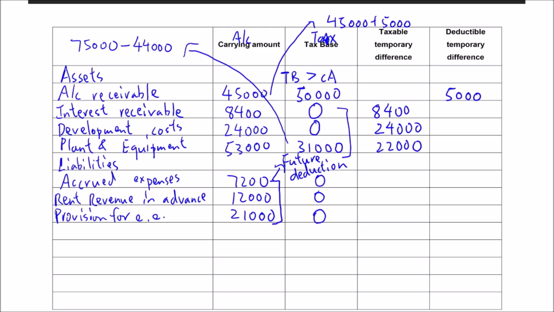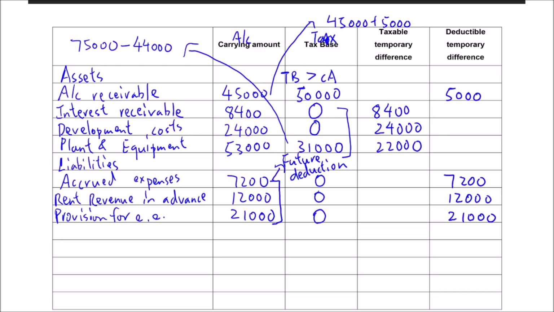Because, for example, when you have $21,000 of provision for employee entitlements, it means that in the future you are going to pay $21,000 to employees. So in a future period, when you actually recognize those amounts by paying them to your employees, that will become a future deduction. As a result, every single liability will become a deductible temporary difference.